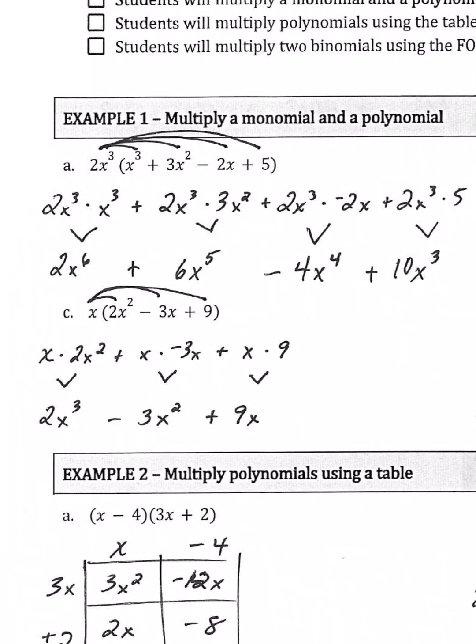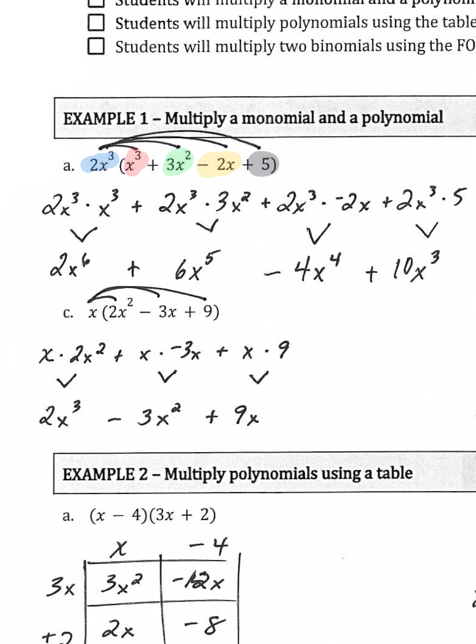In example 1, there's a term on the outside being multiplied with 4 different terms on the inside of the parentheses. We call it a monomial on the outside, in blue. On the inside, we have 1, 2, 3, and 4 different terms. The way that you multiply these is I need to take my blue term, or my monomial, times each of the other 4 terms.